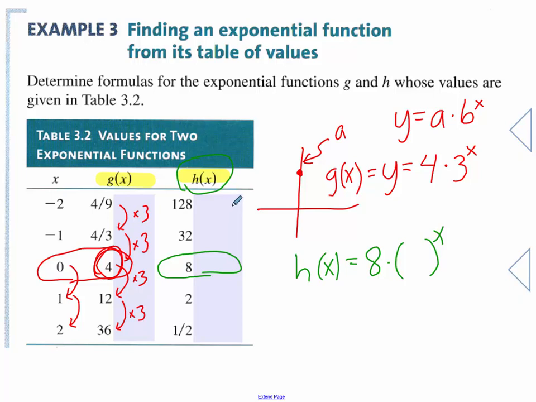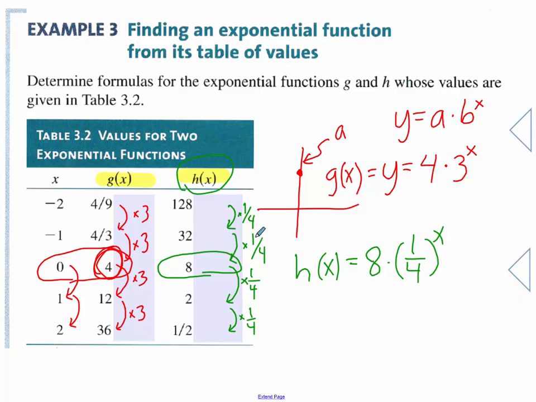Make sure that you focus on what you're multiplying and not dividing. It's very easy to go from 8 to 2 and think, oh, my base is 4. But no, it's not. I'm not multiplying by 4. I am dividing by 4, which is the same as multiplying by 1/4. Again, just affirming that that is the same multiplier in the other instances. 1/4 in all cases. That affirms for us that that is our base. So h of x is 8 times 1/4 to the x.